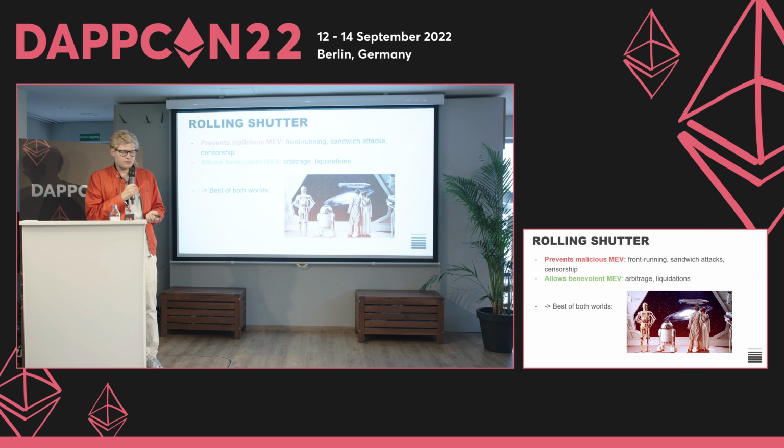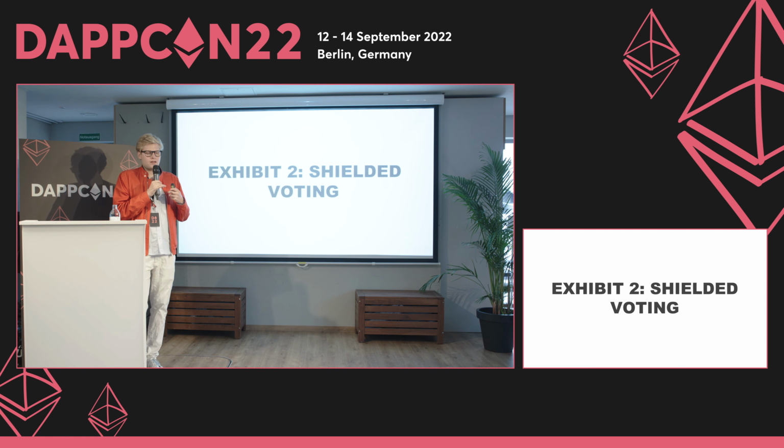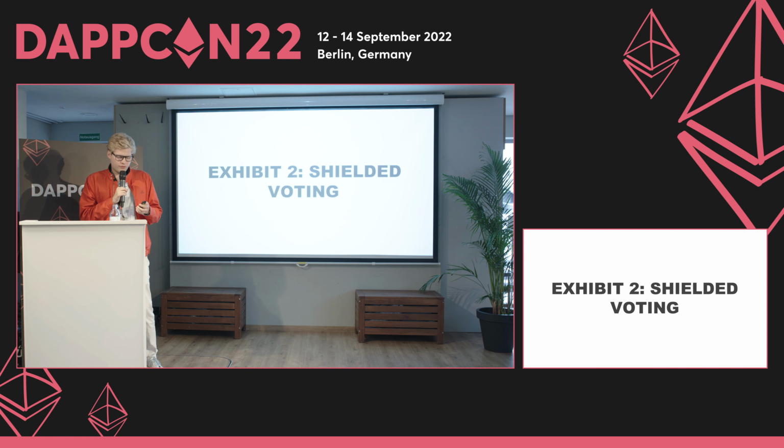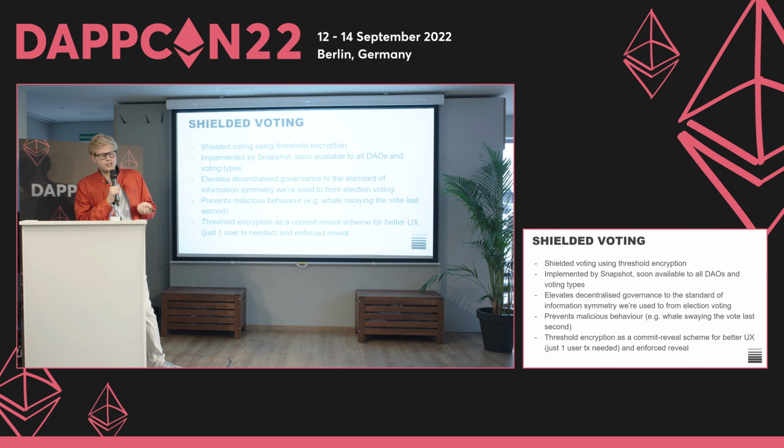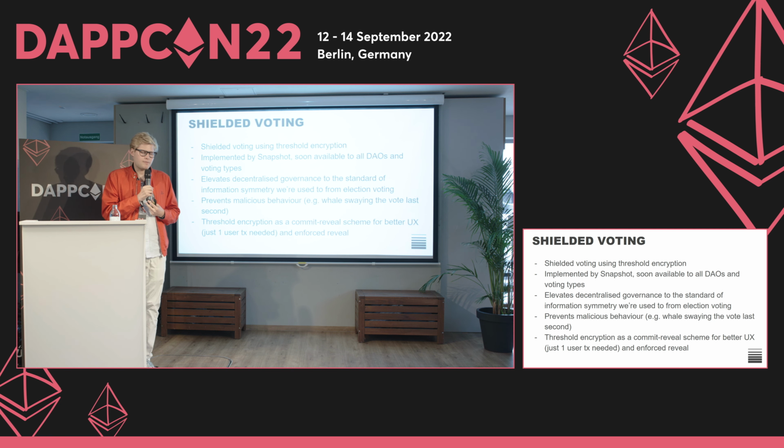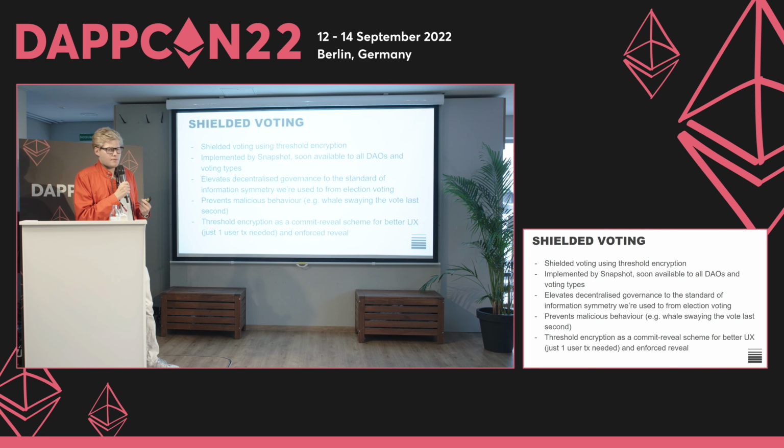So yeah, and that's the MEV topic. And I said there are also going to be different aspects or use cases. The other exhibit is shielded voting. We're working with Snapshot together. We've implemented again the same threshold encryption DKG mechanism, but this time not to prevent front running, but rather to ensure information symmetry in DAO voting.